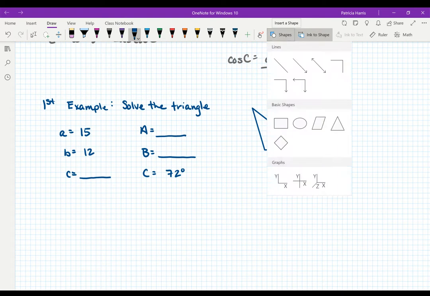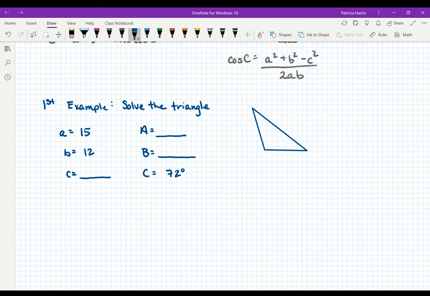So let's say this is side A, side B, so this would be side C. So angle C would live right here. Okay? So since we know the two sides and the included angle, we're going to find the third side first.